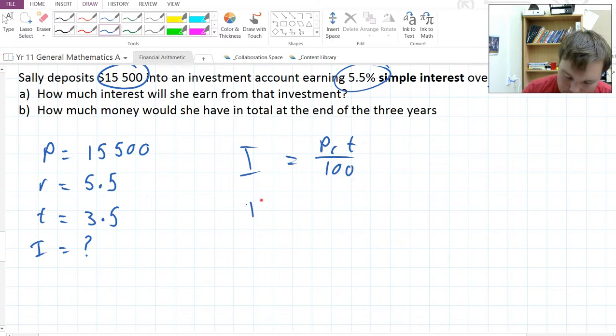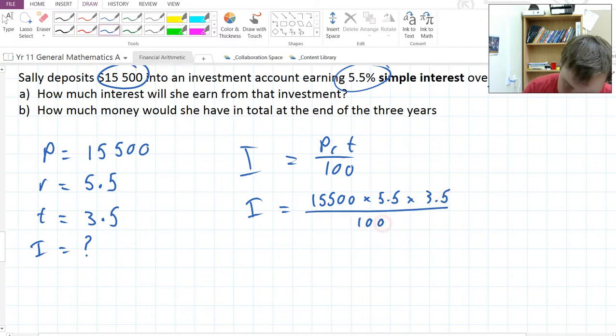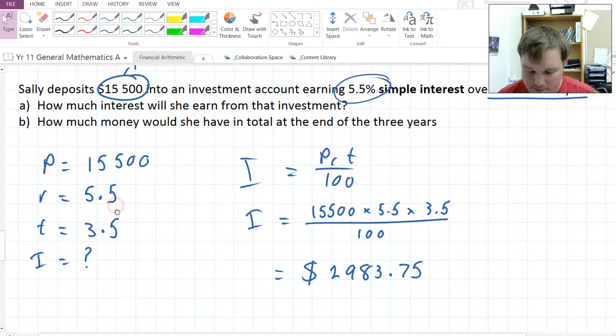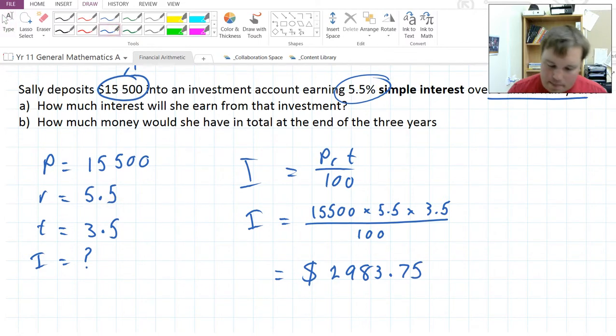Substitute the values in. Interest equals principal times rate times time over 100. And that, if I did my maths correctly before, is equal to 2983.75. And it makes sense when you're working with money to round to 2 decimal places. Alright, so that's the amount of interest she earns from the investment. She deposited 15,500. It earned nearly $3,000. But that's not the amount of money she'll have at the end of the year.